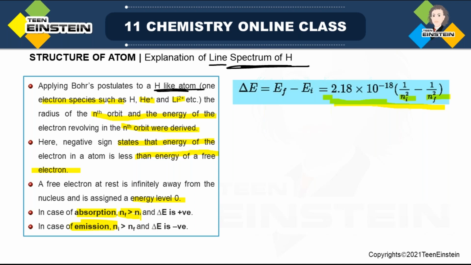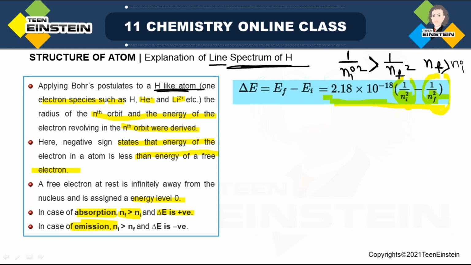Then for the absorption process, as the final state has a higher value than the initial, delta E will be positive. Now why is it positive? Because when nf is high, the denominator is obviously higher compared to the other denominator. Denominator high means this total value will be very less compared to this one. I am trying to say that if nf is greater than ni, then 1 by ni square will be greater than 1 by nf square. So that is why the overall value that you are getting will be positive.